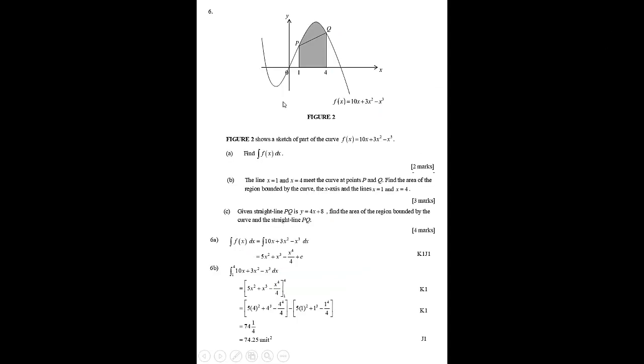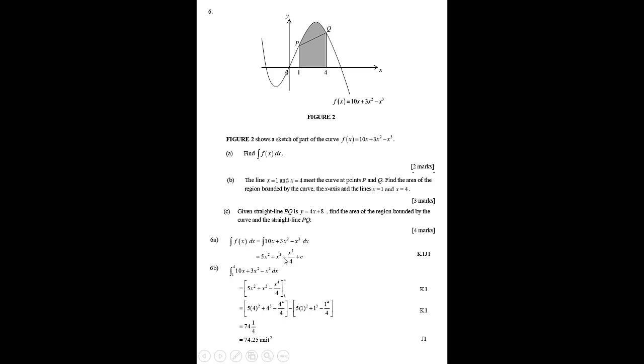Question number 6. A, you need to find the integral of the function. So to solve the integral of the given function, you can integrate directly. So you will get the final function.